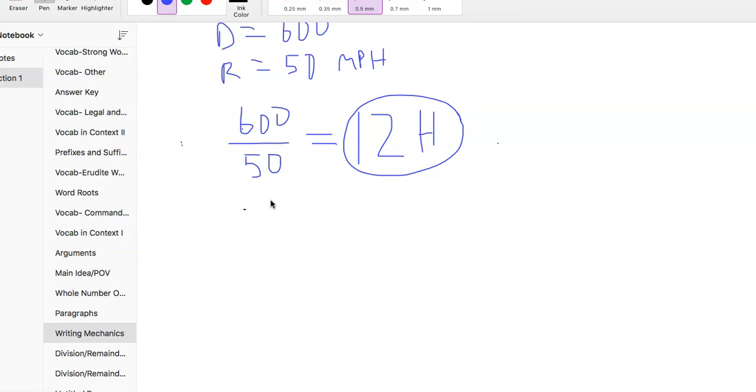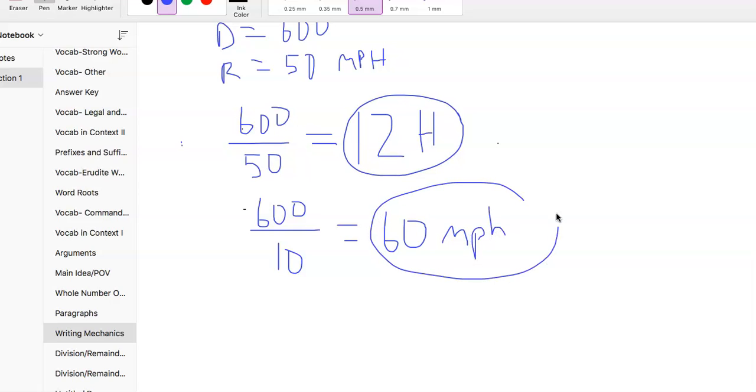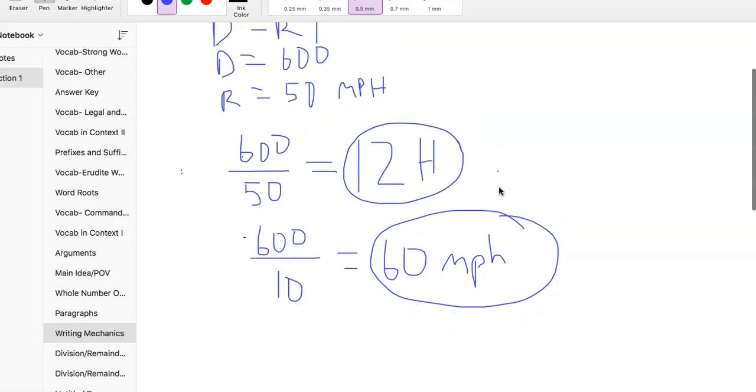Simple, right? All we're going to do then is 600 miles again. If she needs to do it in 10 hours, equals 60. 60 what? 60 miles per hour. Okay, so that's how you go about solving something like that.